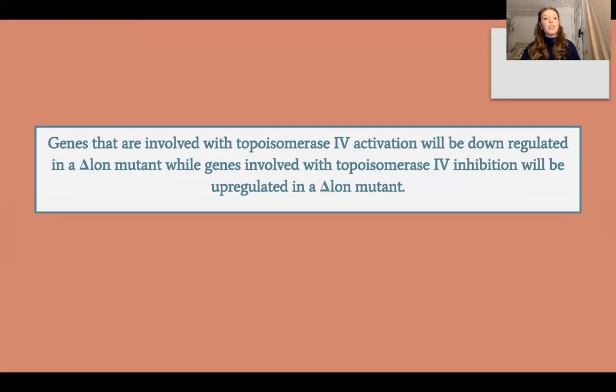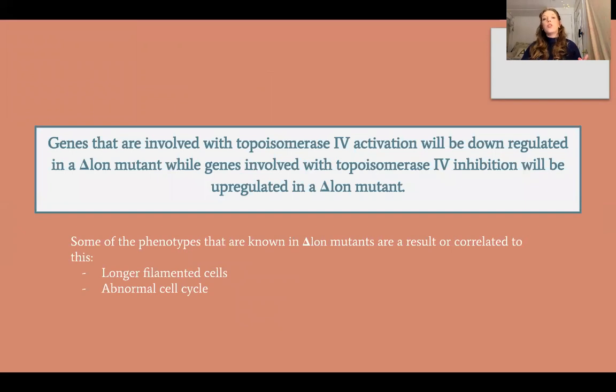I have a couple of hypotheses. The main one is that genes that are involved in topo4 activity will be downregulated in the delta lon mutant, while genes involved with topo4 inhibition will be upregulated in a delta lon mutant. Some of the phenotypes that are known in the delta lon mutant may result from or correlate to this type of topo4 activity, being longer filamented cells and an abnormal cell cycle.